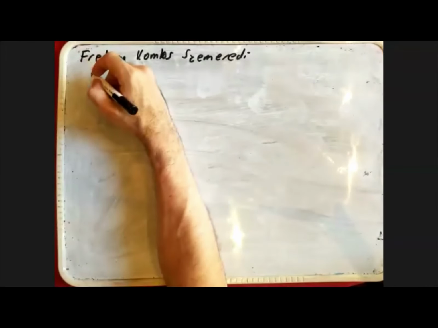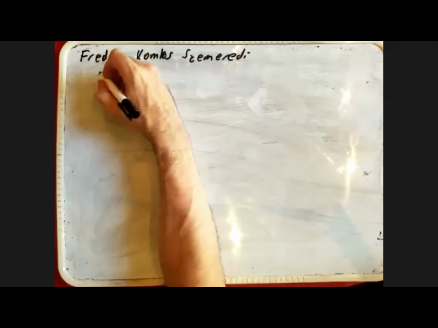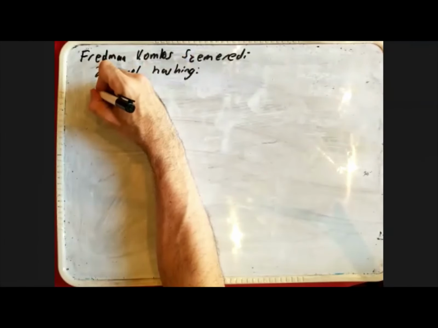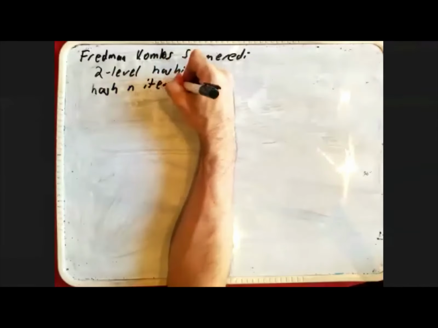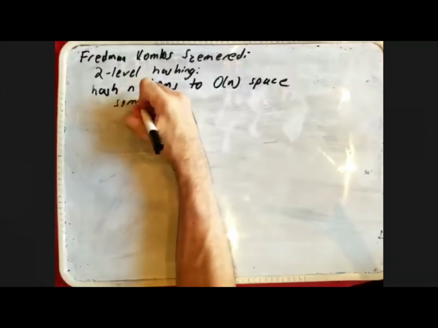So they reckoned that you can address this limitation by introducing a second level of hashing. What you'd first do is hash your items to order n space. And this is going to give you some collisions, but not too many.